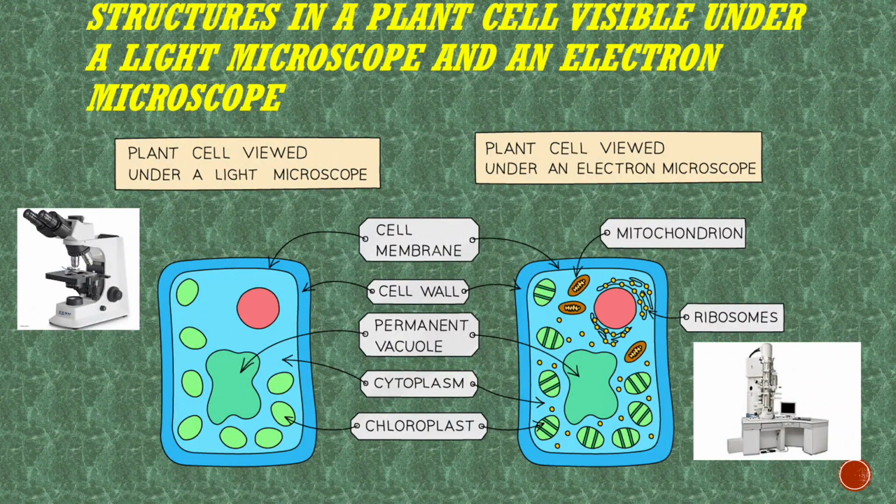The diagram below shows you the structures in a plant cell that are visible under a light microscope and an electron microscope. Under a light microscope, these are the following visible structures. Of course, you have the cell wall, the cell membrane, the nucleus, the permanent vacuole, the cytoplasm, and the chloroplast. Under an electron microscope, the following structures are revealed. Of course, you have the cell membrane, the cell wall, the permanent vacuole, the cytoplasm, the chloroplast, as well as the ribosomes and the mitochondria.